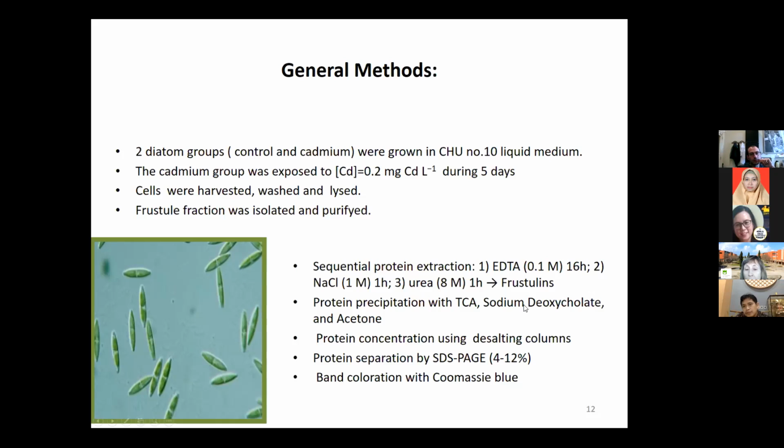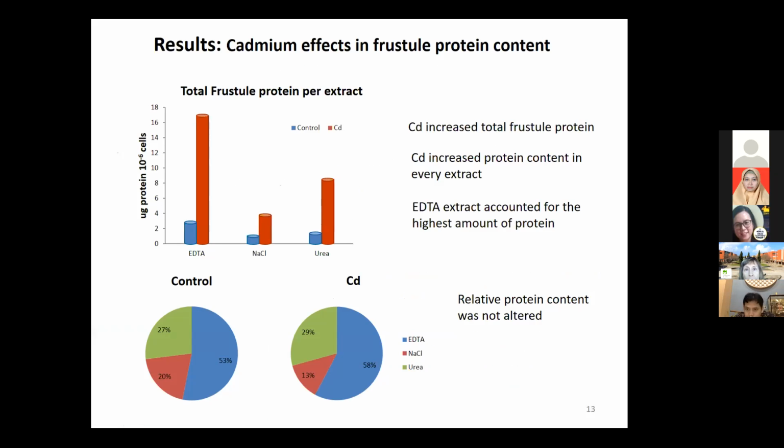So then with these concentrated extracts, we made an SDS-PAGE that allowed us to separate different proteins in gels, in polyacrylamide gels with 4 to 12% of polyacrylamide. Then the bands were colored with Coomassie blue. And the results were the total frustule protein per extract.